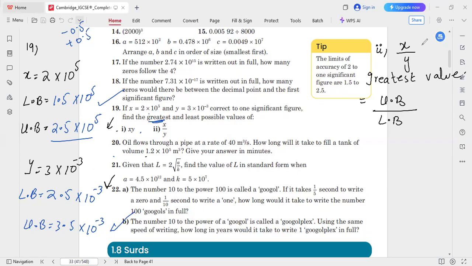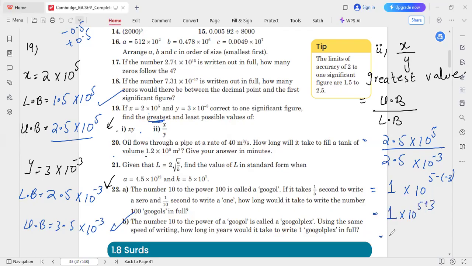So upper bound of x divided by the lower bound of y. Upper bound of x is basically 2.5 times 10 raised to the power 5, divided by the lower bound, that is again 2.5 times 10 raised to the power negative 3. So 2.5 divided by 2.5 will be only 1. And as the bases are similar and they're being divided, you need to subtract the powers. As negative 3 is already there, I just use the bracket, and in between I applied the sign. So 5 minus negative 3, it will be 10 power 8. This is my greatest value for x by y.